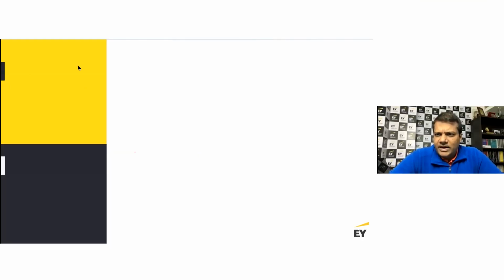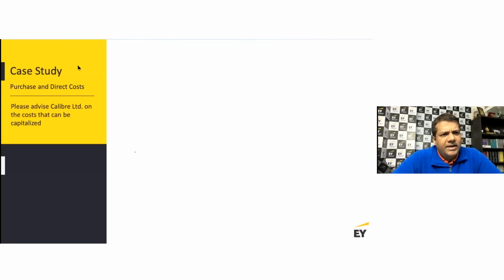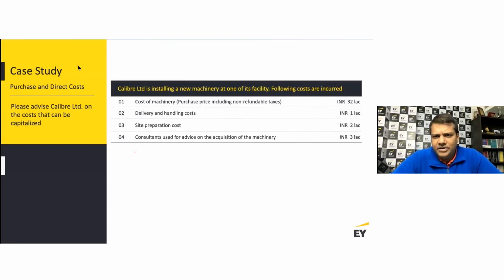As we're trying to understand different concepts, let's try and do this with the help of this example on the purchase and direct cost. The question here is, please advise Caliber Limited on the cost that can be capitalized. We have this relevant information: Caliber is installing a new machinery at one of its facilities. The following costs are incurred. Cost of machinery is 32 lakhs, including non-refundable taxes. I think that's the important piece of information we've got here.